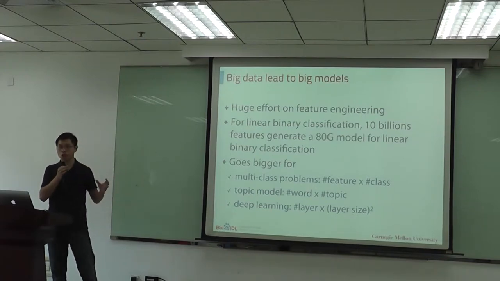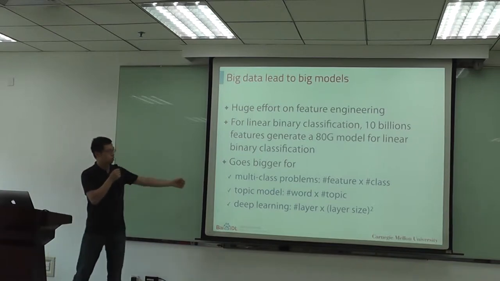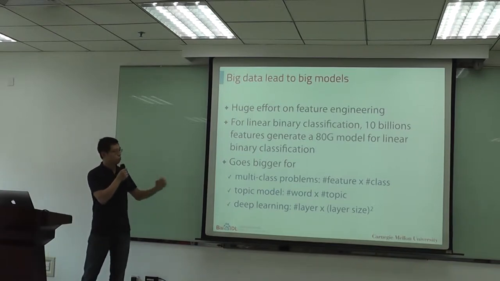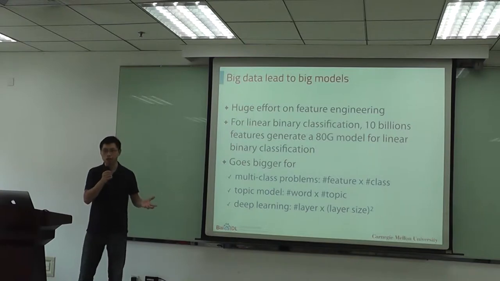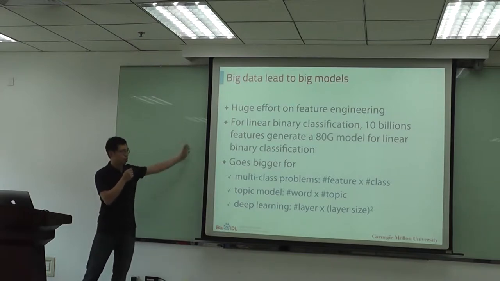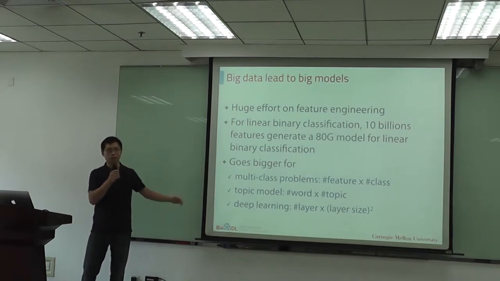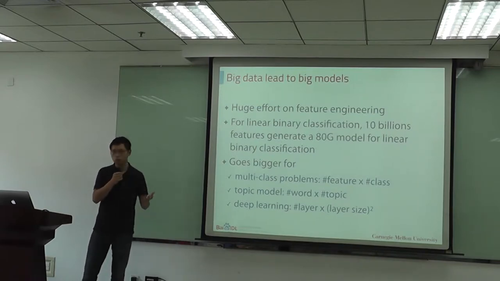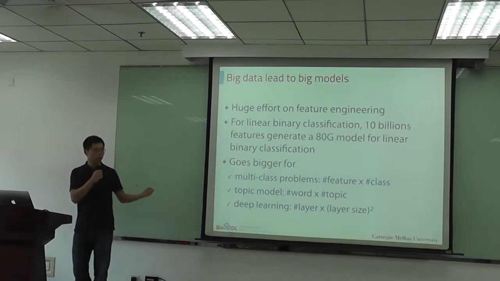This size goes to much bigger if you use a multi-class problem. This is the number of features times the number of classes you have. And if you run a topic model, it is the number of words times the number of topics. And this goes much larger for deep learning. For deep learning, it's quite easy to generate a model larger than 100 gigabytes.